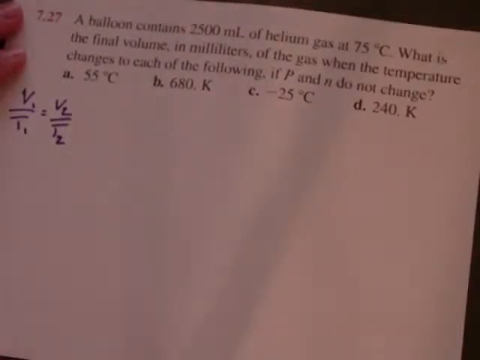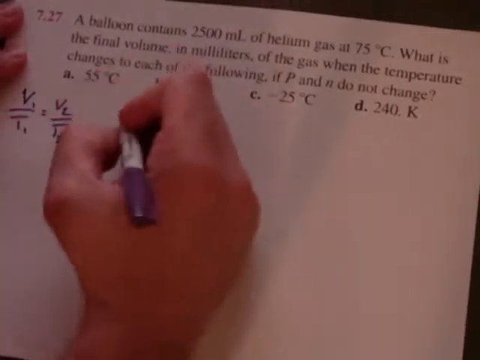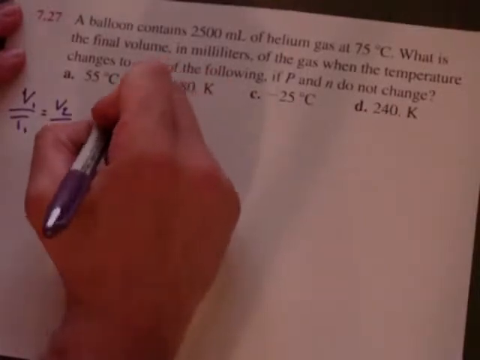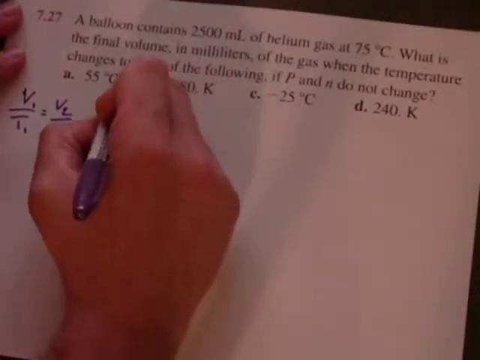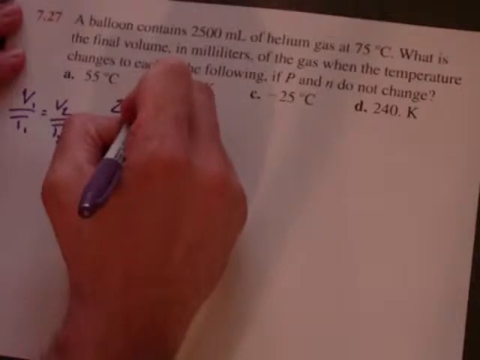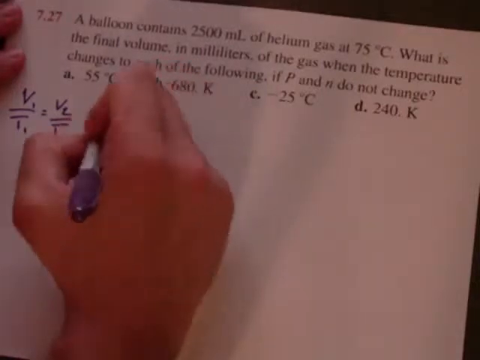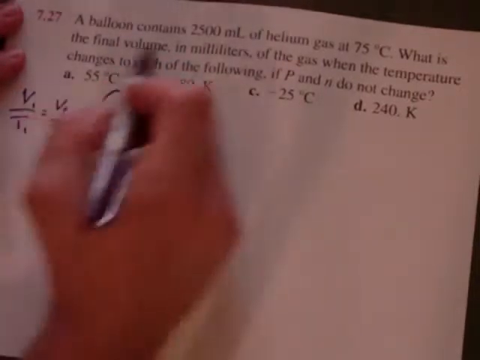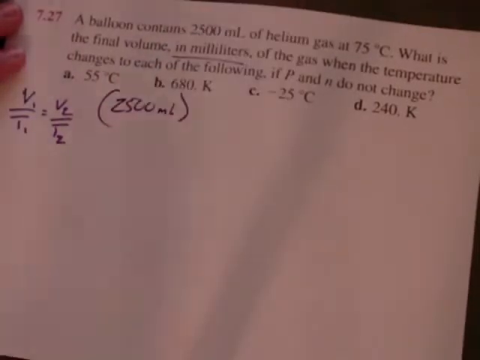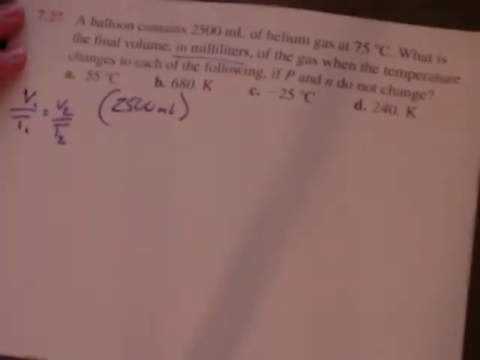And so it says we have a volume of 2,500 milliliters at 75 degrees C. What's the new volume given the new temperature, which is in A, 55 degrees C? And so our volume is 2,500 milliliters. It wants the final volume in milliliters as well, so we don't need to change anything.